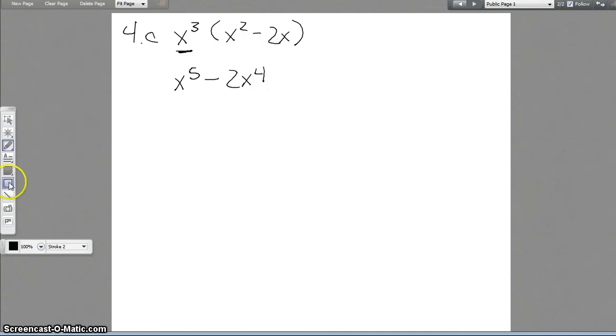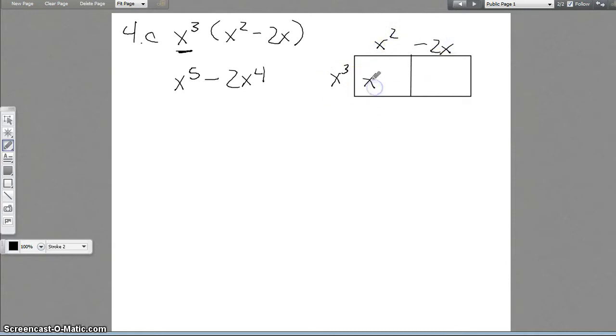The other way that we can do this is with our grid method. So I'm going to draw my grid and put in my dividing line. What we have is x cubed being multiplied by x squared minus 2x. So x cubed times x squared is x to the 5th. x cubed times negative 2x is negative 2x to the 4th. So you can see that we get the same answer. I just wanted to show you that you can work it out either way. I don't care which way you work these out.